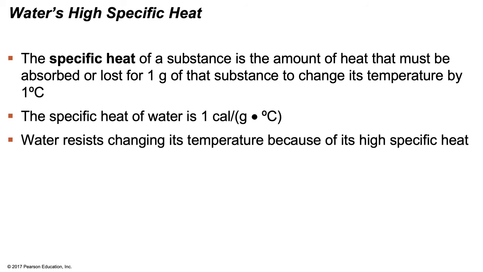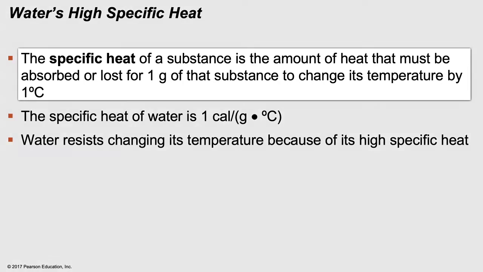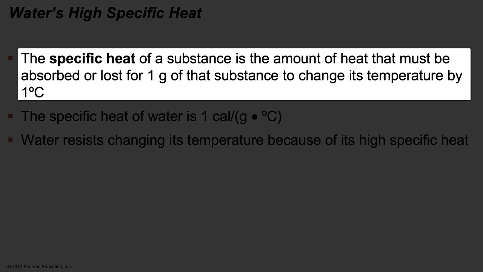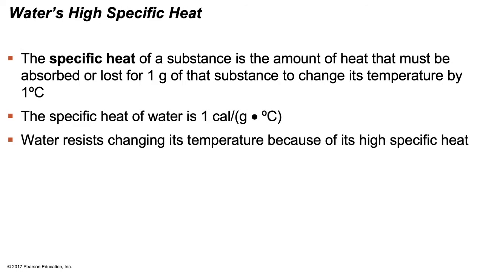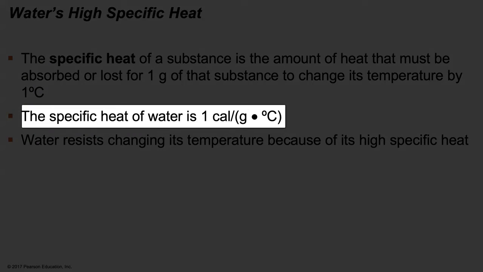Related to calories is the property of specific heat. The specific heat of a substance is the amount of heat that must be absorbed or lost for 1 gram of that substance to change its temperature by 1 degree Celsius. This sounds a lot like the definition of a calorie, right? Furthermore, the specific heat of water is 1 calorie.